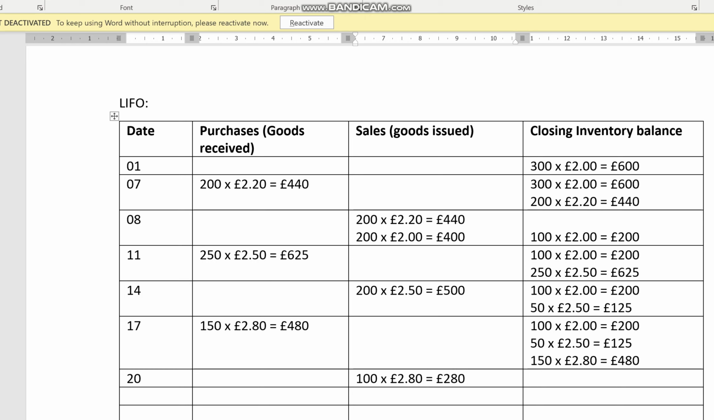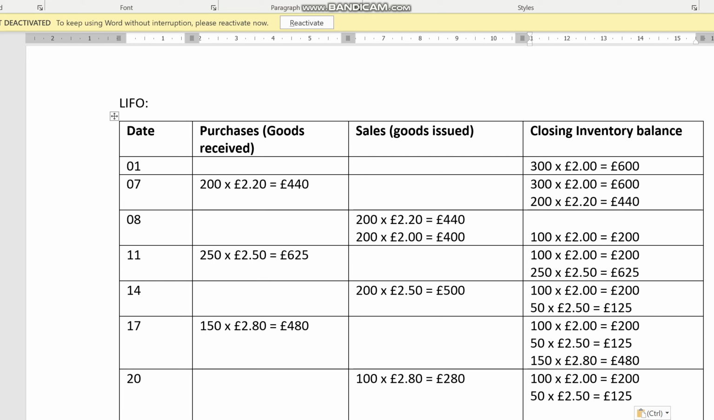Now our inventory will be updated in this way, that these are still available untouched, and of the last 150 units, 100 have been sold, leaving us with 50 remaining. Okay, so that's how our inventory valuation takes place using the last in, first out.